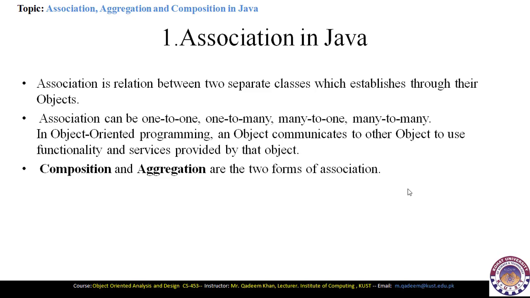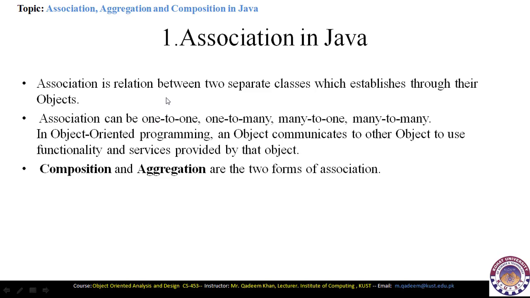Now first we will start with the association. Association in Java is a certain relation between two classes which is established through their objects. When we declare the objects, then the association relation is established between two classes. For example, if we have two classes, class A and class B, and we establish the object of class A in class B, or of class B in class A, then the association relation is established.